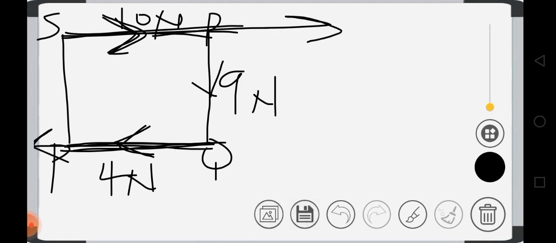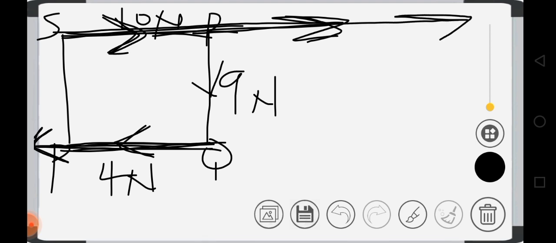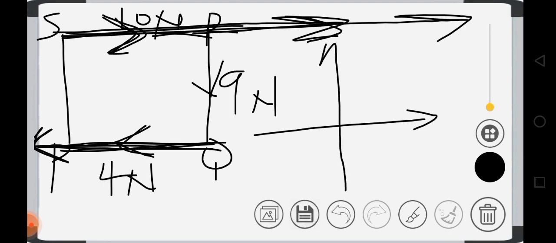Anyone going to the left will be negative. Anyone going to the right will be positive. But anything that is moving in the horizontal direction, there will not be a y component for that force. Take note of that. Any force moving along the horizontal, there is no y component for that force. Any force moving along the vertical, there is no x component for that force. Also take note of that.